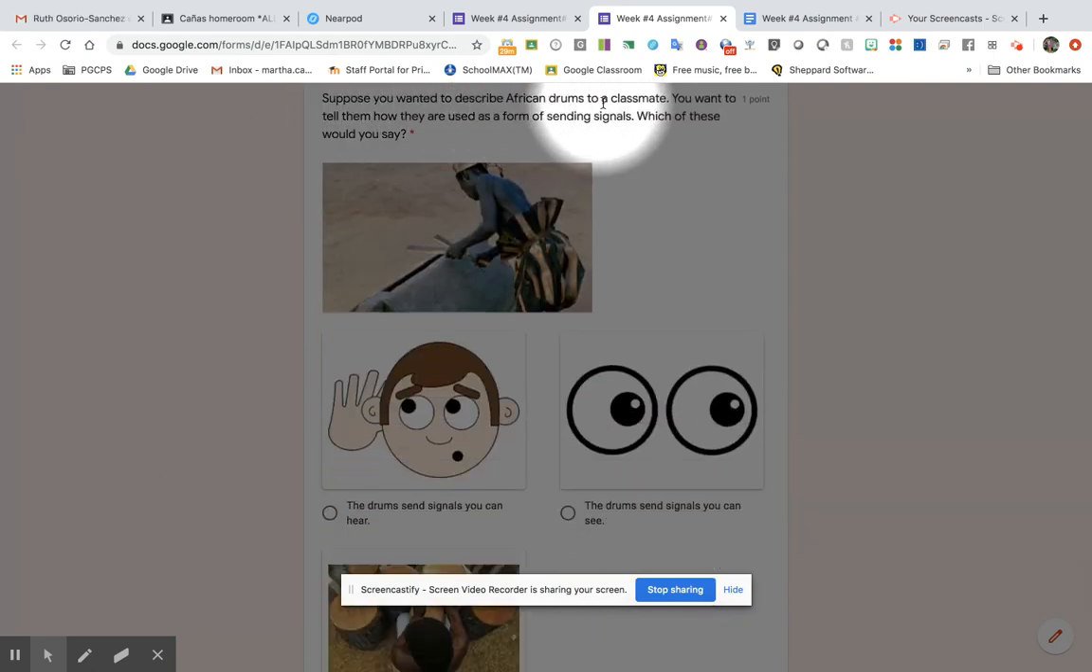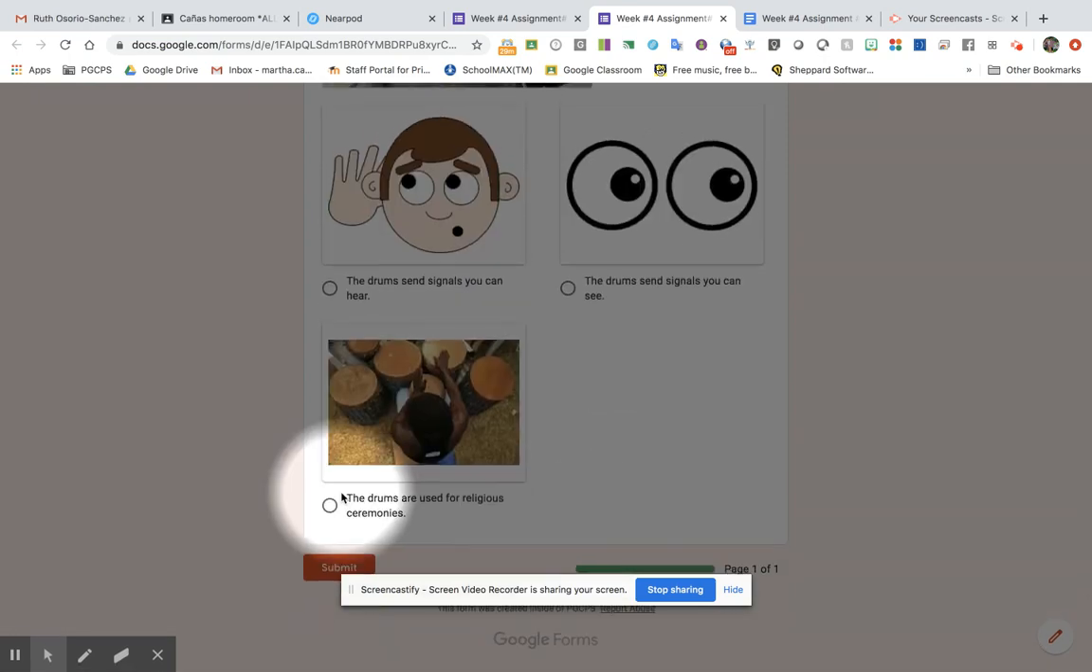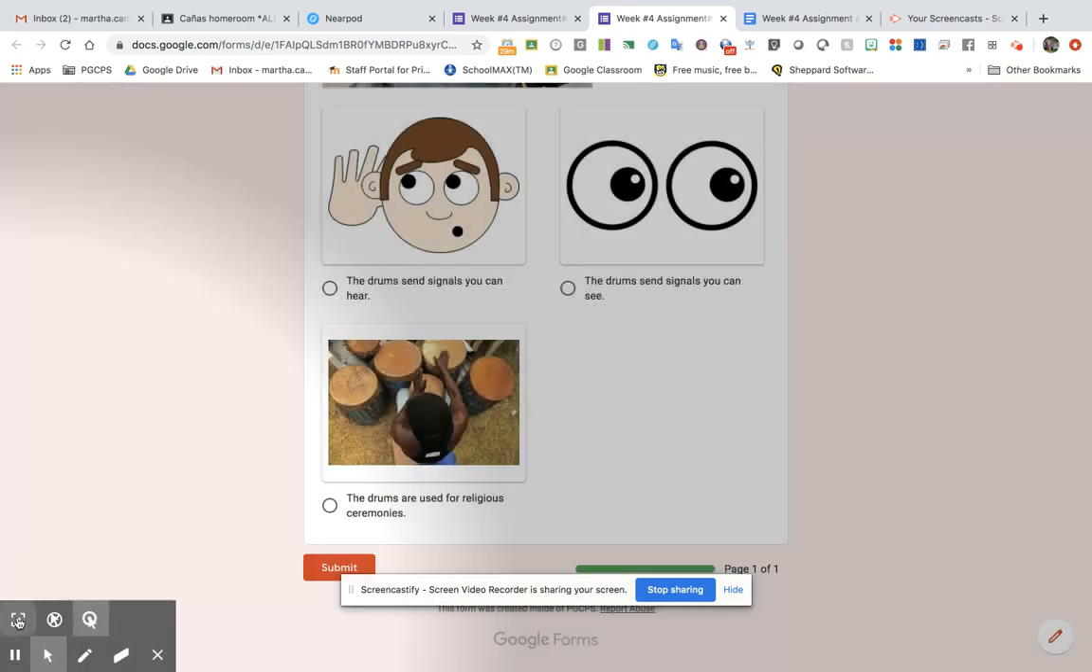Suppose you wanted to describe African drums to a classmate. You want to tell them how they are used as a form of sending signals. Which of these would you say? The drums send signals you can hear, the drums send signals you can see, or the drums are used for religious ceremonies. When you are done, please click Submit.